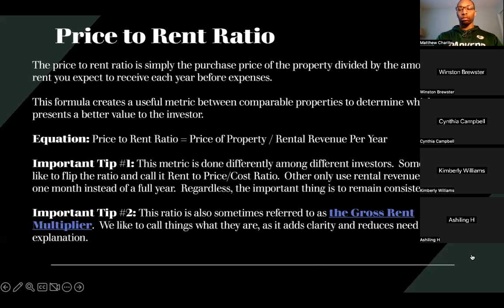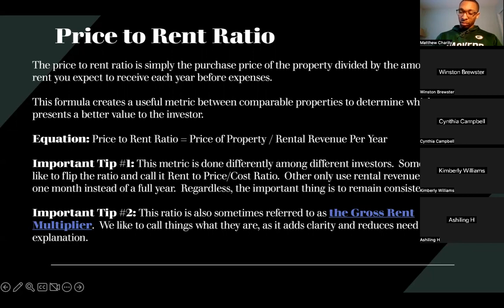Price to rent ratio. This is the purchase price of the property divided by the amount of rent you expect to receive each year before expenses. Okay, so if you're comparing different properties, it might help you determine which one is better. If you're looking at two properties, the equation is you take the price of the property and divide by the rental revenue for the year.